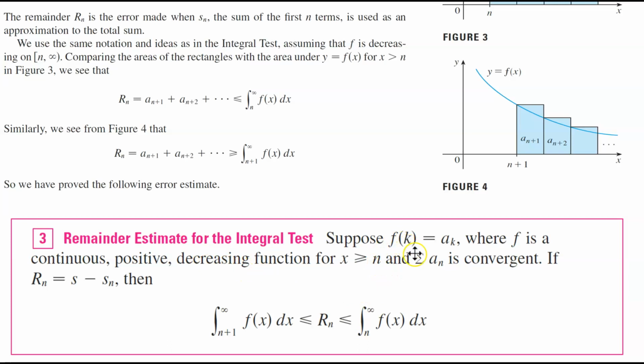Now suppose f of k is equal to a subscript k, where f is a continuous, positive, decreasing function for x greater than or equal to n, and the series a subscript n is convergent, and the remainder r subscript n is equal to s minus s subscript n. Then we would have the following. The remainder r subscript n is in between the two integrals. On the left you have the integral from n plus 1 to infinity of that function. On the right you have the integral of f of x dx going from n to infinity.